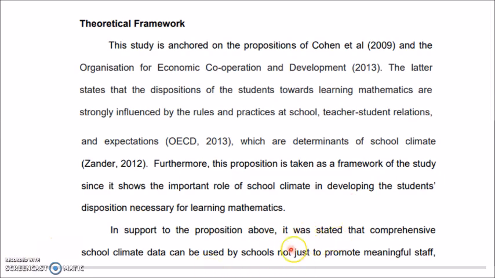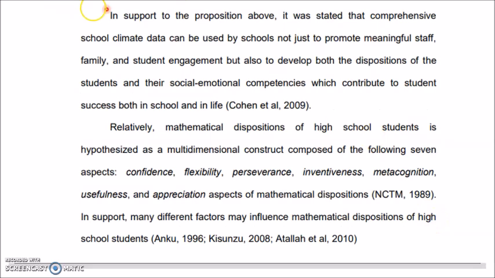Okay, in support of the proposition above, it was stated that comprehensive school climate data can be used by schools not just to promote meaningful staff, family, and student engagement, but also to develop both dispositions of the students and their social, emotional competencies, which contribute to the student's success both in life and in school. So, Cohen et al. 2009. So, this is now the second or the supporting proposition for the connection of the first variable and the second variable.